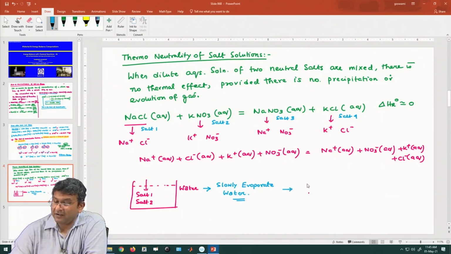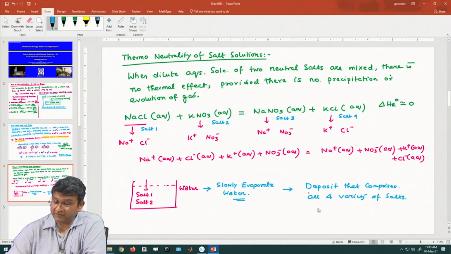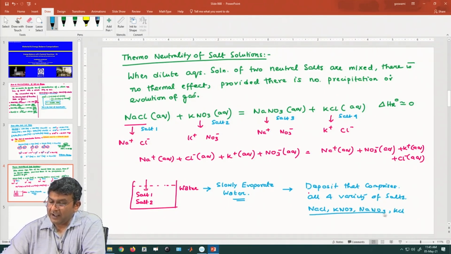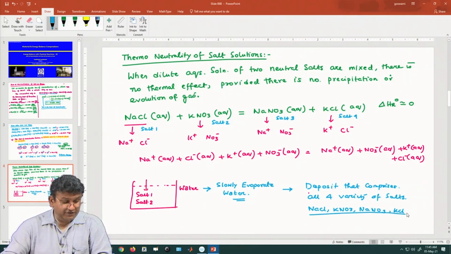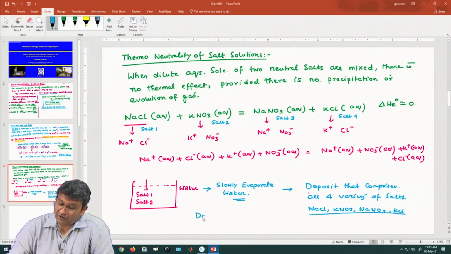And so, what are you expected to get back? You get a deposit that comprises all 4 varieties of salts. What are the varieties? You have NaCl, you have KNO3, you have NaNO3, and you have KCl, all 4. And does anybody know what this phenomenon is called? This is what is called the double decomposition of salt.